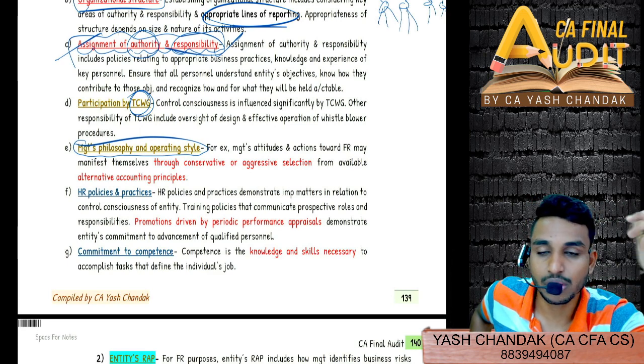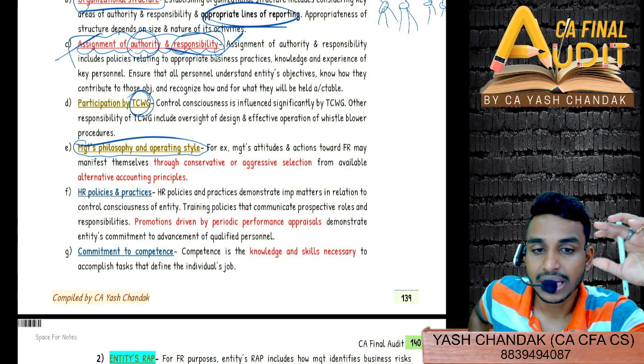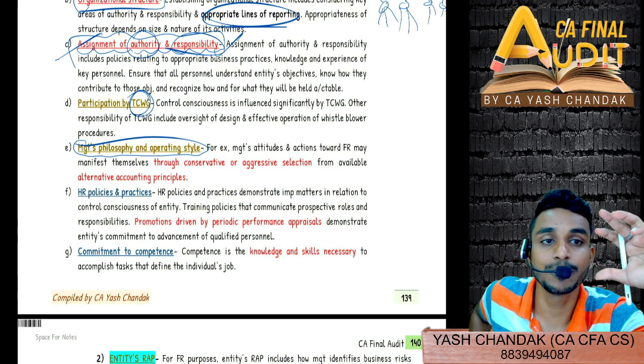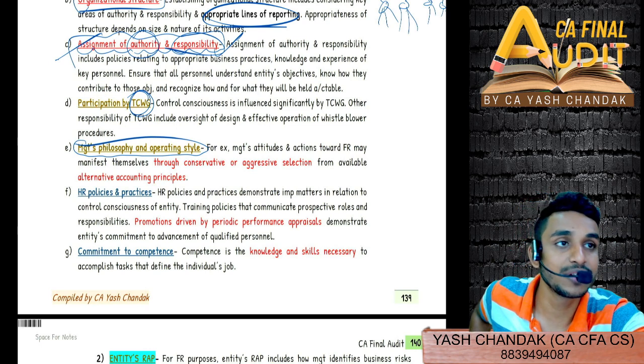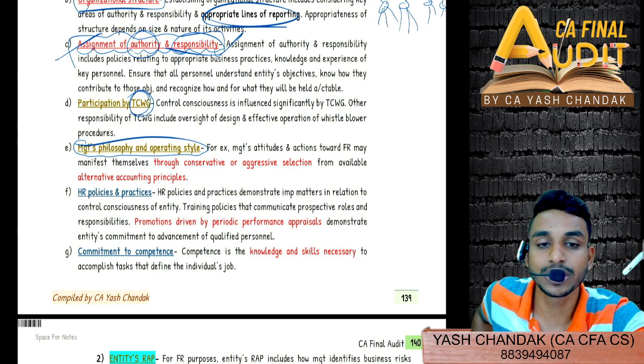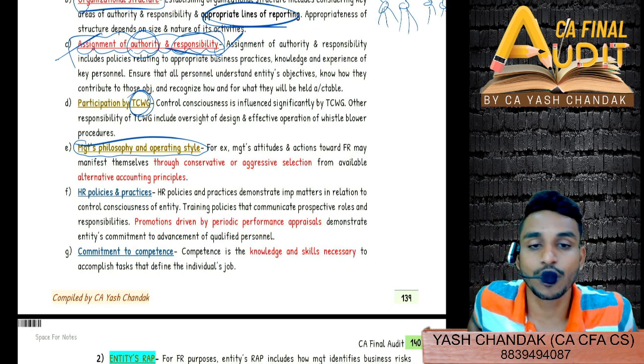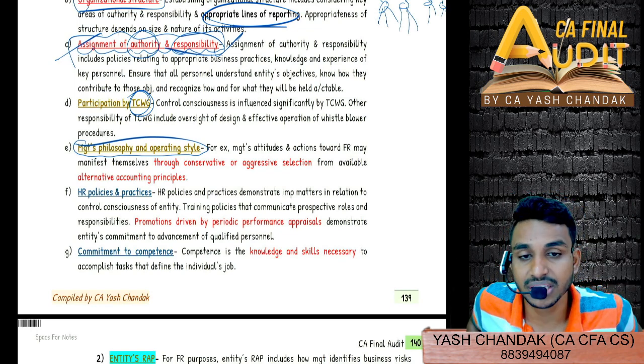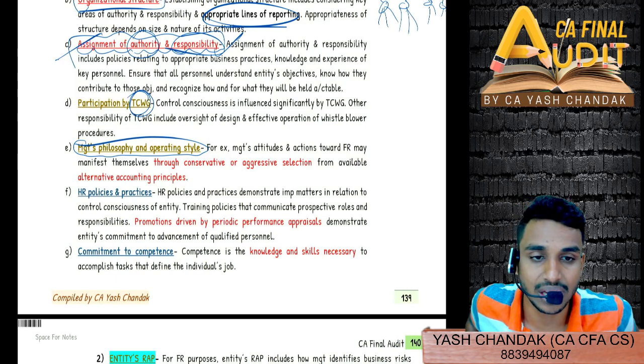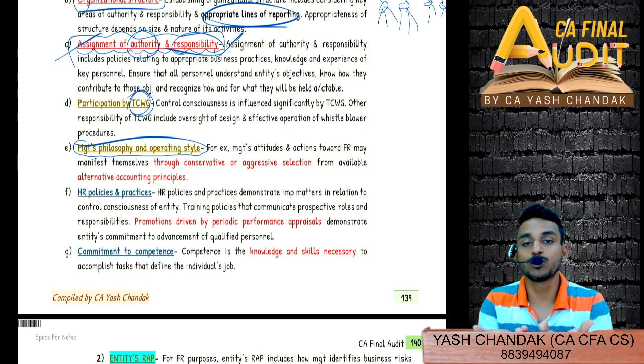It could be anything. If I am talking about profitability, then their philosophy could be either volume growth, or margin growth. Either could be the philosophy, or both could be the philosophy. So you have to decide the philosophy of the management. How is the operating style within the entity? Are they more aggressive or are they conservative? That is all you have to consider.